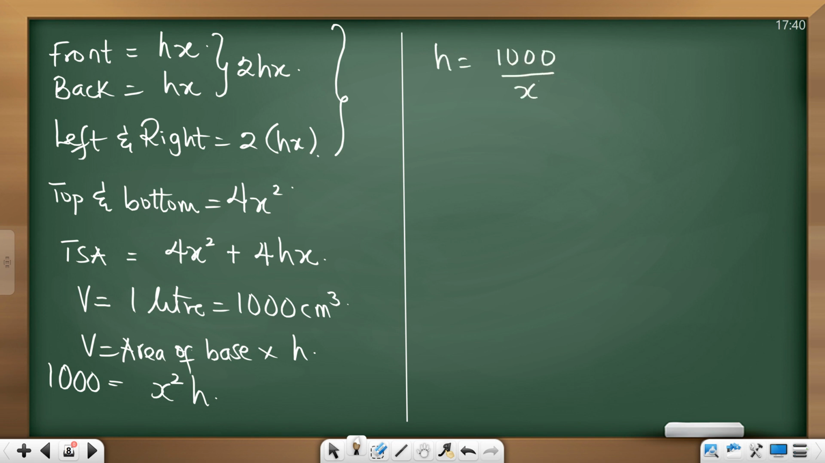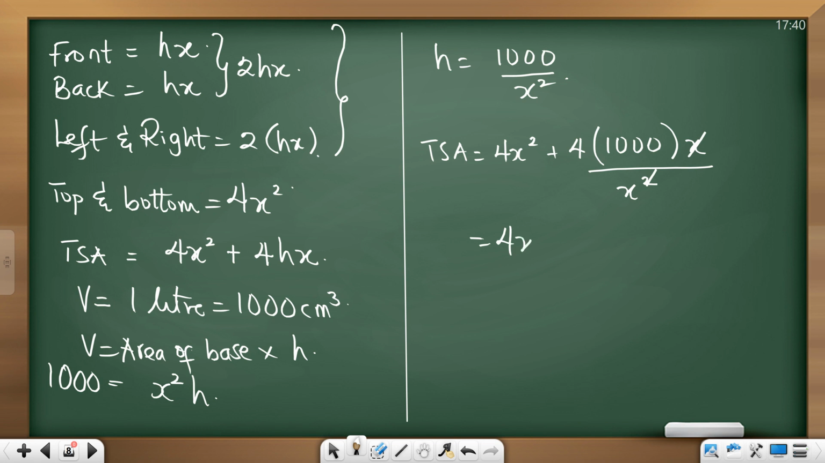H therefore is 1000 over x squared. Now, can we go back to where we had our H? 4x squared plus 4, what is H? 1000 over x squared. So we have 4x squared plus 4000 over x. So the idea was to interpret.